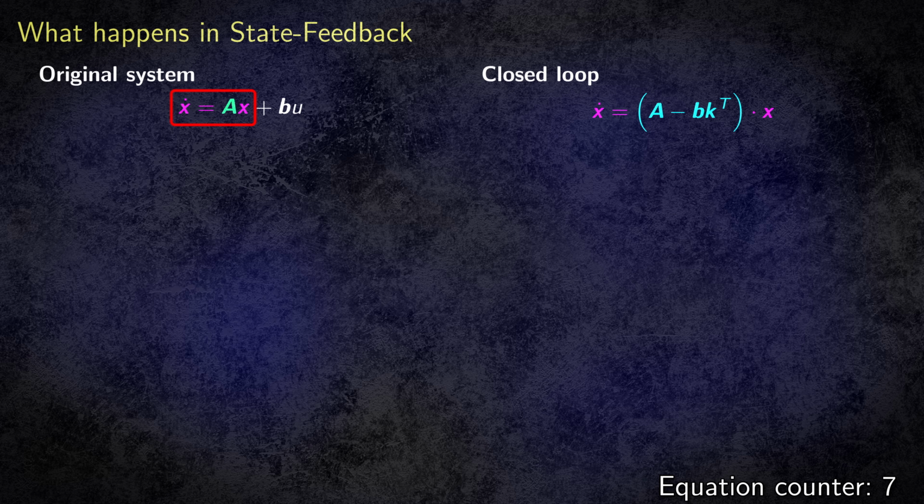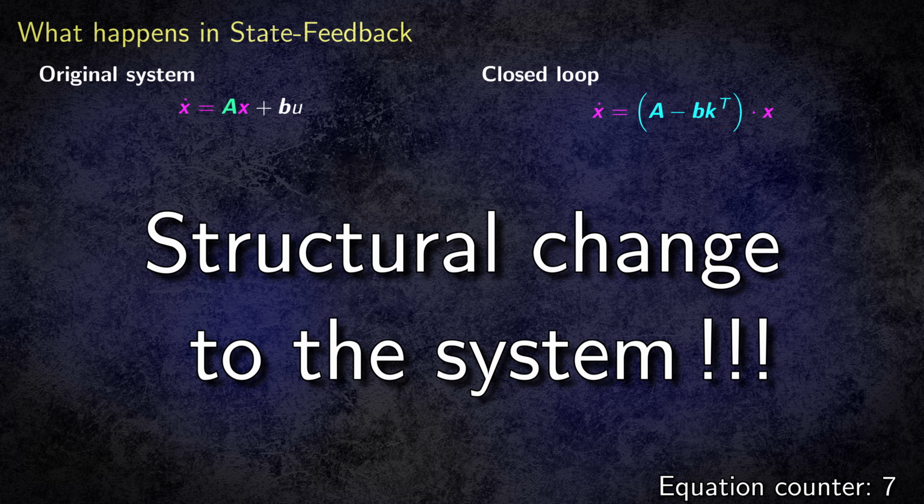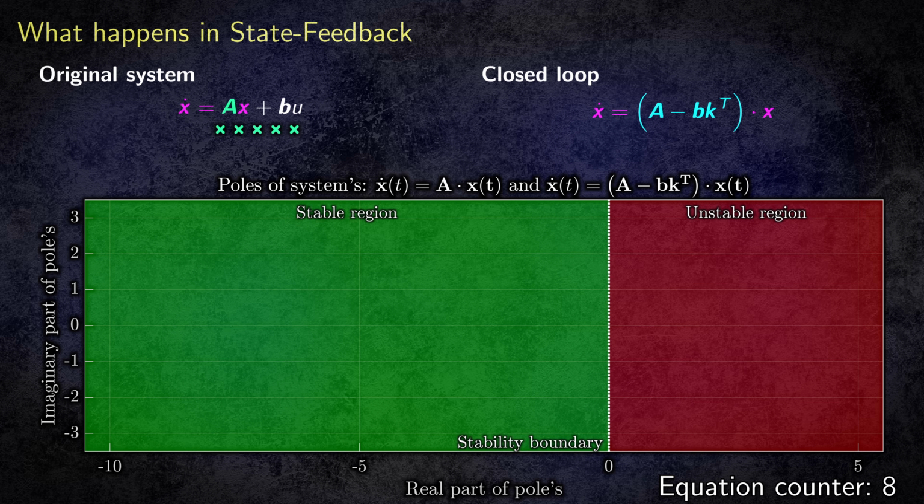The matrix of the controlled system is no longer just the original system matrix A. It is now A minus BK. With this, our dynamics depend directly on the controller gains K, meaning we can deliberately adjust the behavior of the system. This is not a small modification, it is a structural change to the system. In the original system, the dynamical behavior is completely dictated by the poles of the matrix A.